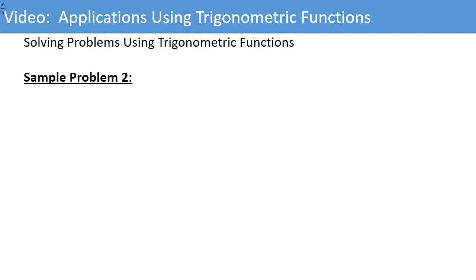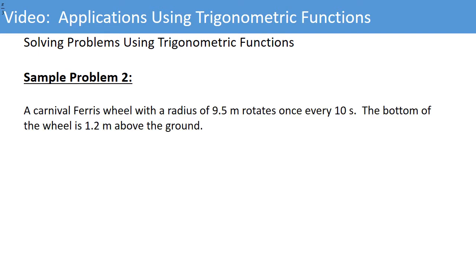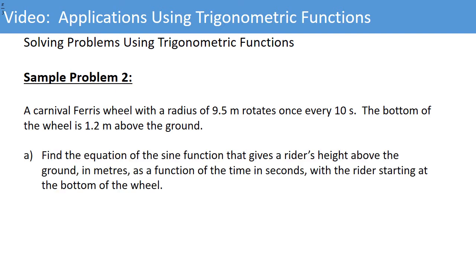Sample problem number 2. A carnival Ferris wheel with a radius of 9.5 meters rotates once every 10 seconds. The bottom of the wheel is 1.2 meters above the ground. Find the equation of the sine function that gives the rider's height above the ground in meters as a function of the time in seconds, with the rider starting at the bottom of the wheel.